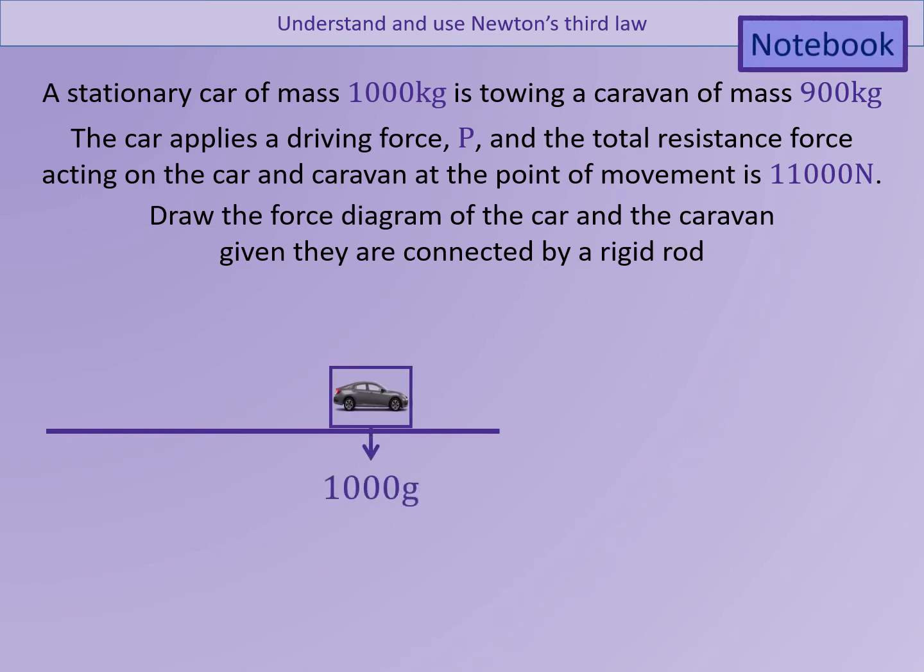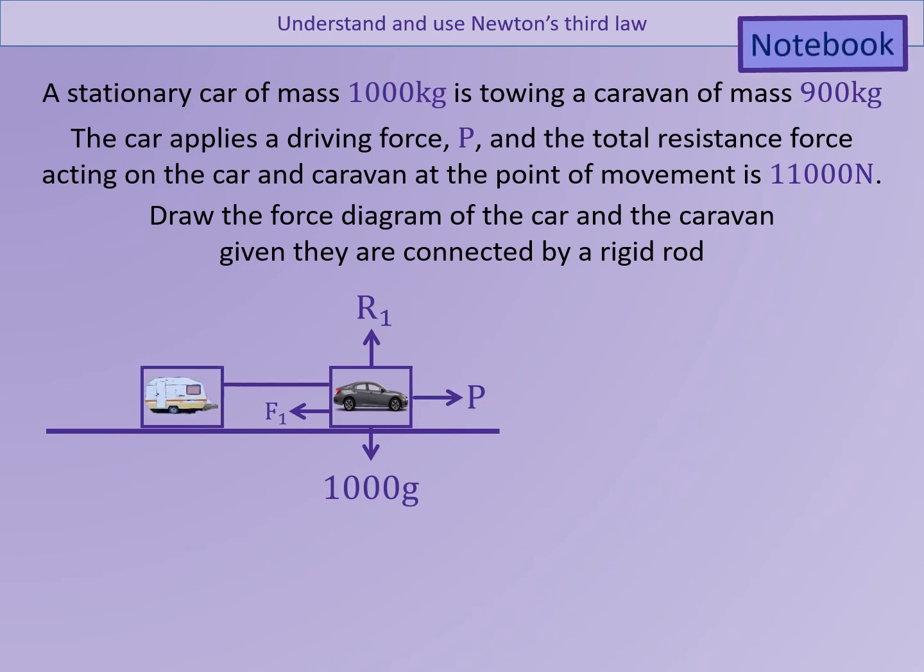So the car has a weight force of 1000g and a normal reaction, which in this case will be equal to the weight force as the car is not accelerating in the vertical direction. There is a propulsive force or driving force from the car's engine of P. There is also a resistive force acting on the car. This is due to friction.